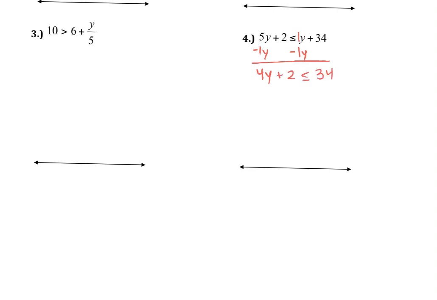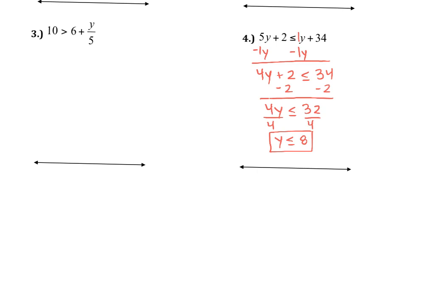Okay, then now this should look familiar. I want to get y by itself, so next I'm going to subtract 2, which gives me 4y is less than or equal to 32. I divide each side by 4. I don't need to flip the inequality sign because I'm dividing by a positive, and I get y is less than or equal to 8.